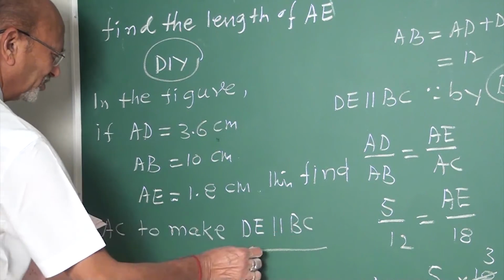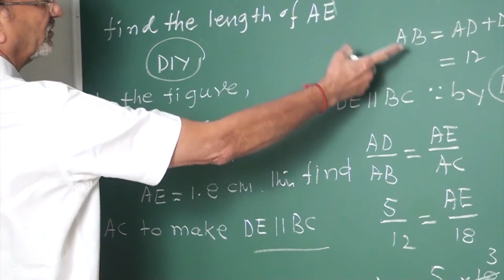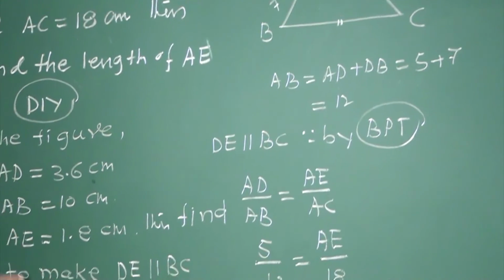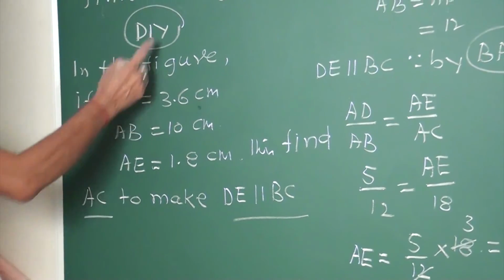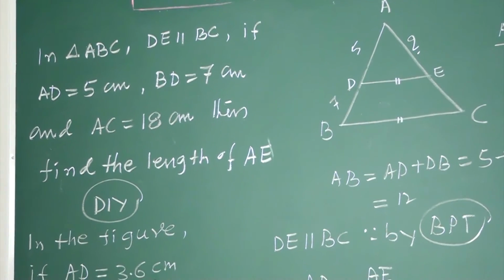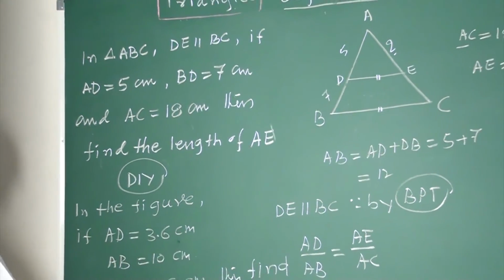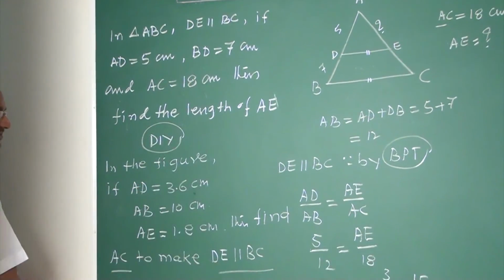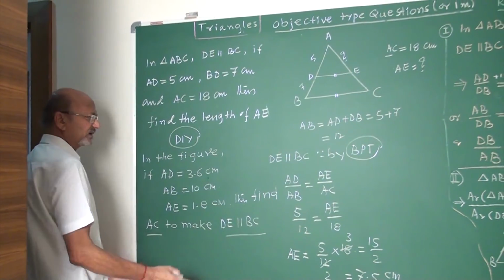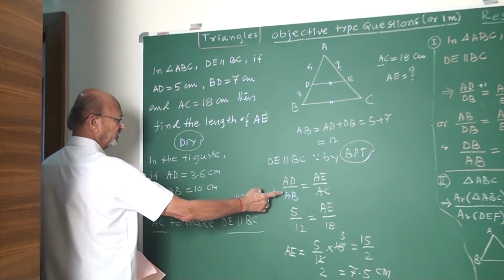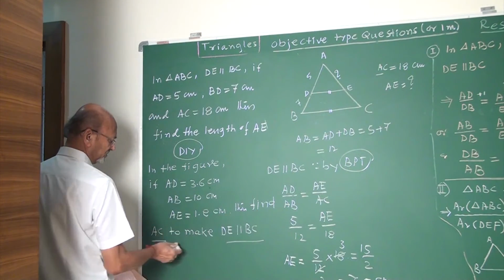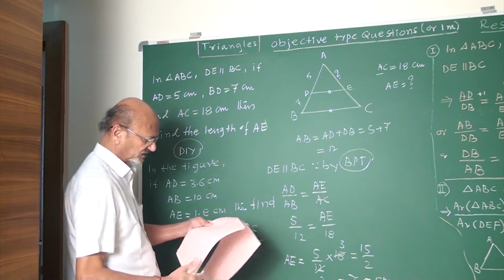See, my friends, how this changes. Before, they gave DE parallel to BC. But now you must find AC such that DE must be parallel to BC. This only changes the statement, that's all. Same example once again. With this property, what are the given things? AD is given, AB is given, AE is given. Then you can find AC, my friends. Do it yourselves.